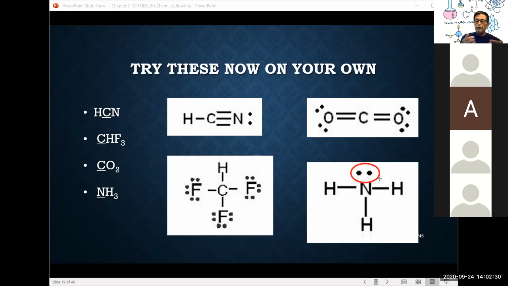Anytime you see a lone pair on the central atom, you have a polar compound, regardless of what's bonded to it. Same would be true for water, H2O. We did that example. Water has two lone pairs, an extremely polar compound.